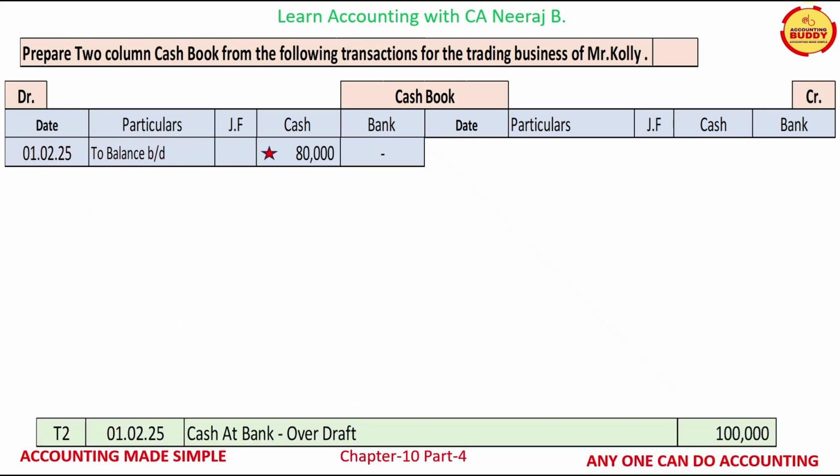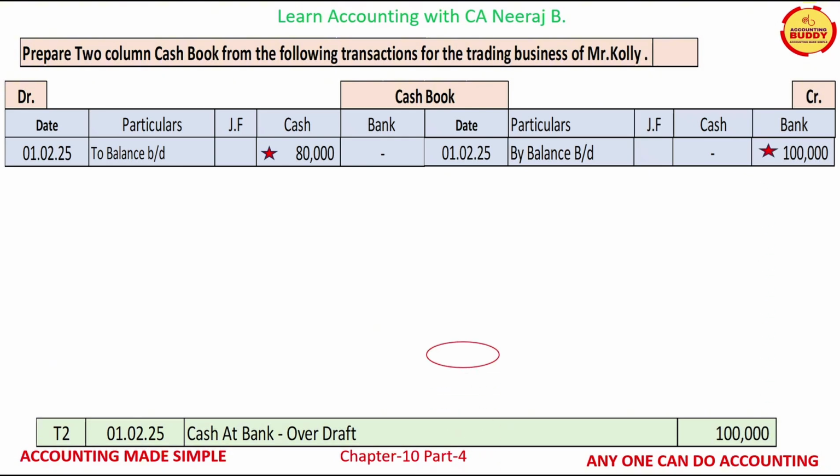Transaction T2 is as on 1st January 25, business is having an overdraft balance of $100,000. Bank overdraft is a liability of a business. Therefore, it will be shown in the bank column on the right hand credit side of the cash book for $100,000 on 1st of February 25 by writing the words by balance brought down.